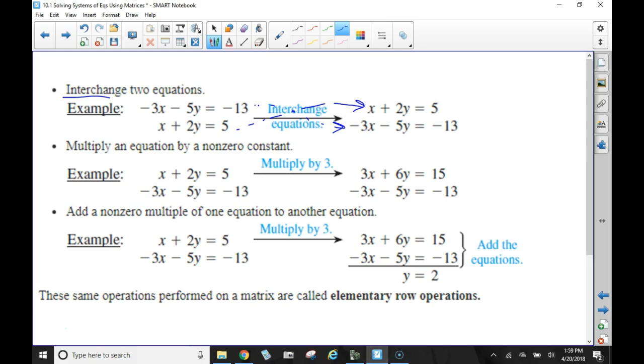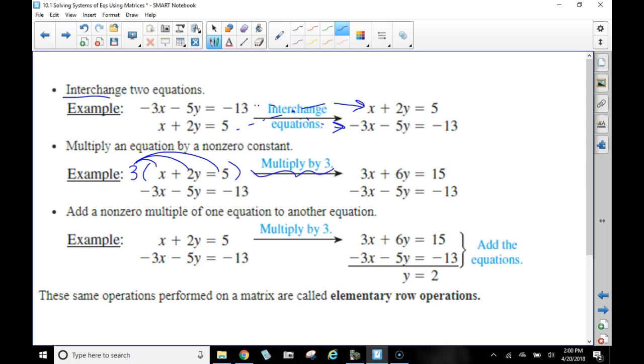All right, something else that we could do is you could multiply an equation by a non-zero constant, okay? So let's say that we were trying to get opposite coefficients and we wanted to multiply everything through by 3 here, right? So that the x's would fall out or eliminate when we added those together. So we can multiply by 3.